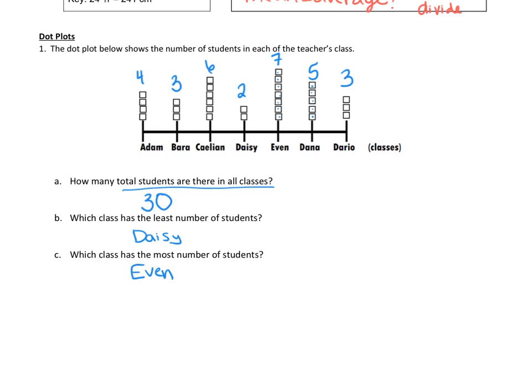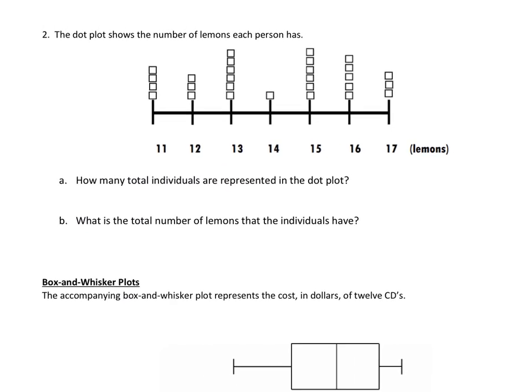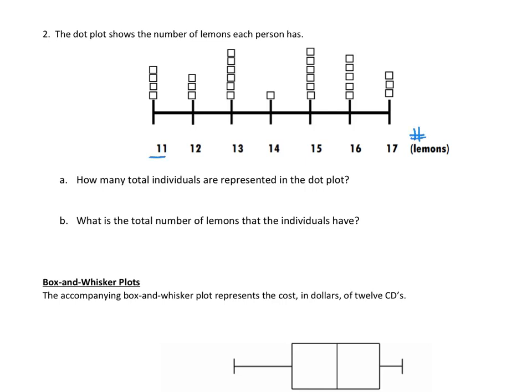All right, let's look at another dot plot. Now this dot plot talks about the number of lemons. So this is where it gets a little confusing, because now this is the number of lemons: 11, 12, 13, 14, 15, 16, 17 that each person has. So some people have 11, 12, 13, 14 lemons. So how many total individuals are there? Well, each of these boxes represents an individual.